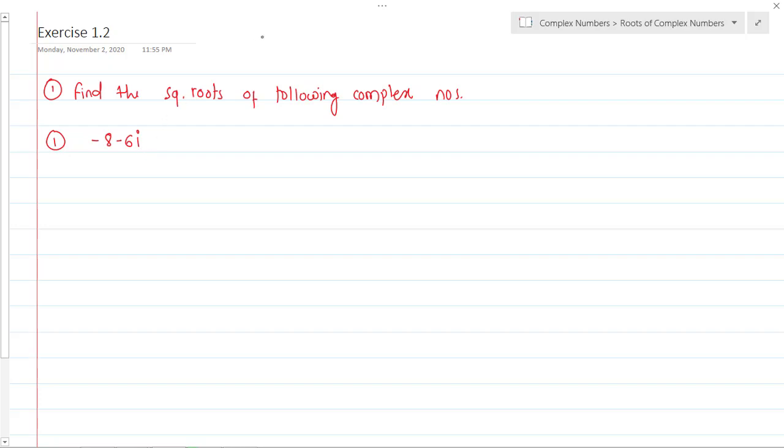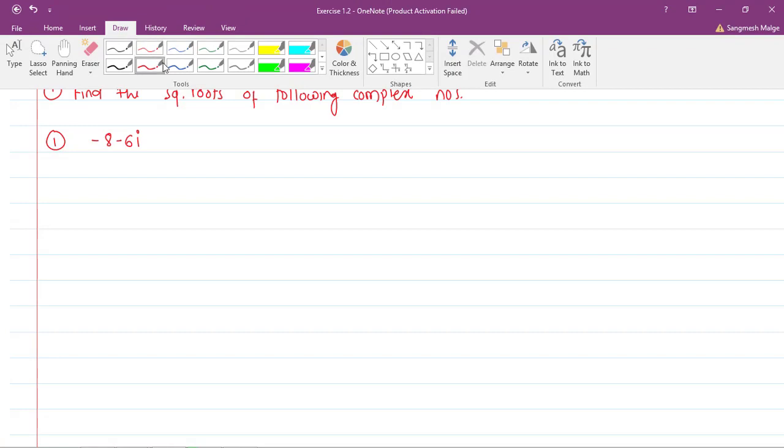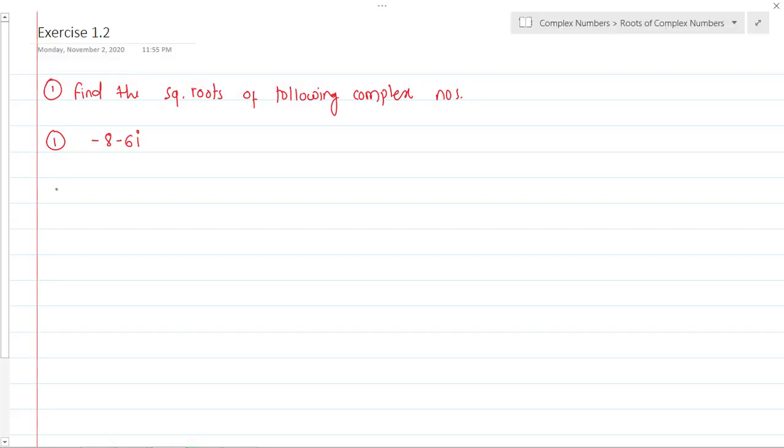So you know what step number 1 is. We will try to solve these questions stepwise. Step number 1 is, find the square root. The square root of minus 8 minus 6i is equal to a plus bi. Step number 2 is, take squares on both sides. So you will have minus 8 minus 6i equals (a plus ib) whole square.